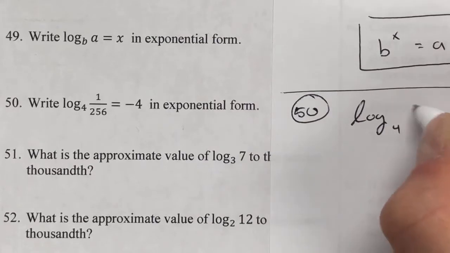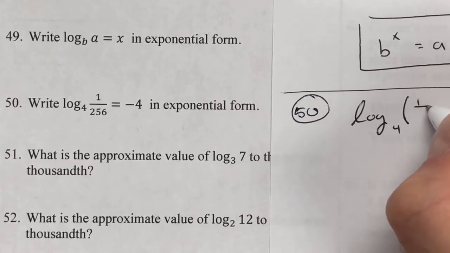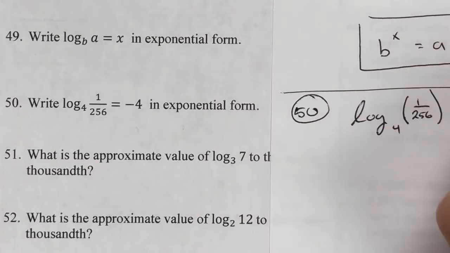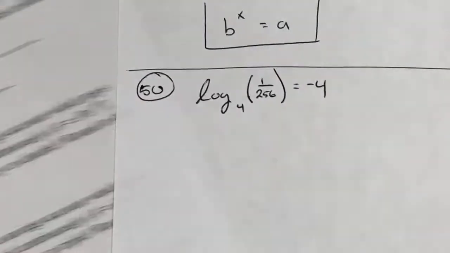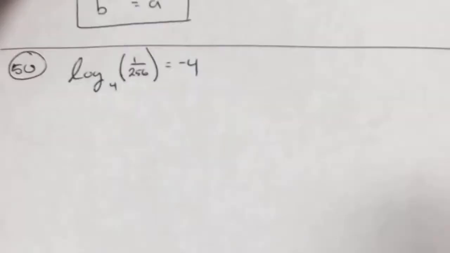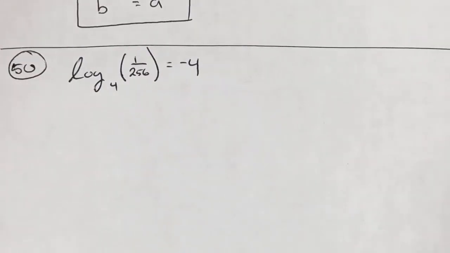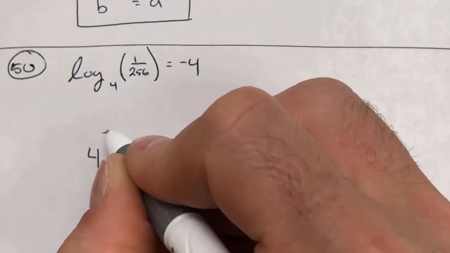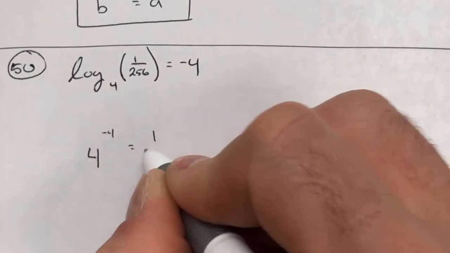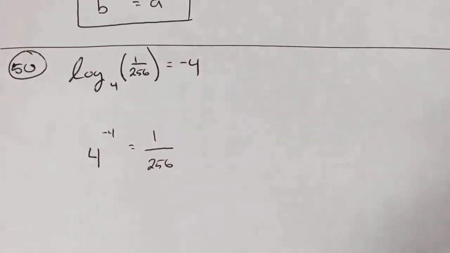So log base 4 of, I'm going to rewrite this with a parenthesis. Sometimes my handwriting is not the best. Okay. So I'm going to rewrite log base 4 of 1/256 equals -4 in exponential form. So I'm going to drop the base and swap. So 4 to the -4 equals 1/256.